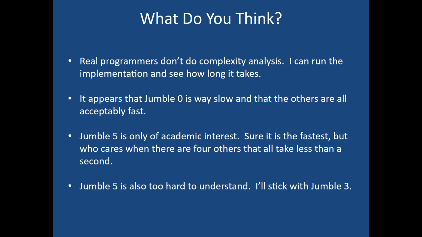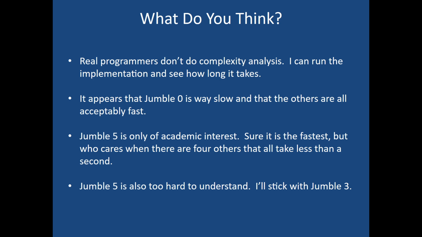So I observed, Jumble 0's way slow, and the others are all acceptably fast. They run in less than a second. So if you're just the Jumble guys, that's fast enough. Someone might say, well, Jumble 5 is only of academic interest. The others take less than a second. What's the answer to that? Maybe in this particular situation that's true, but oftentimes you'll have a program that is supposed to run multiple times a second. If it's taking half a second every time, that's not going to be able to keep up.